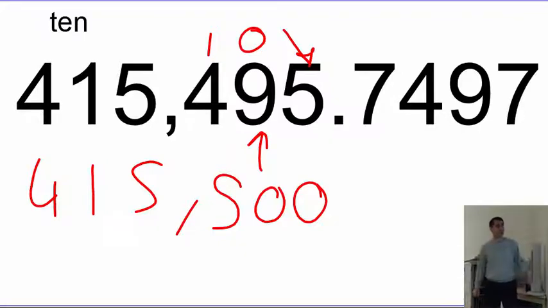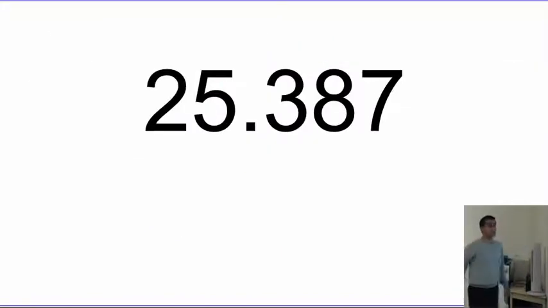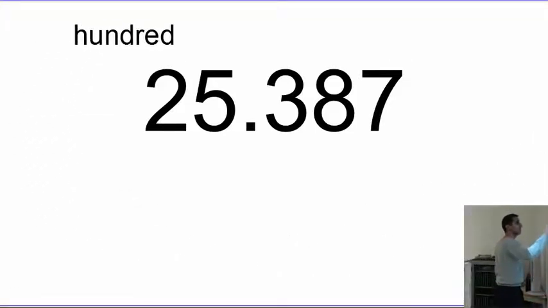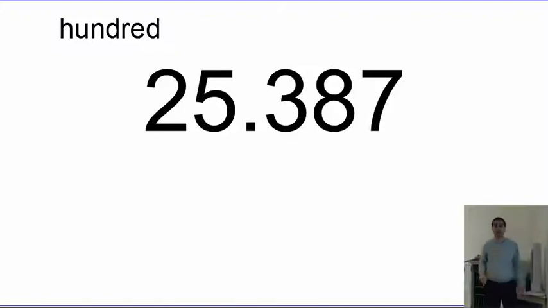I'm going to stop. So I just rounded up to the nearest 10, which is 415,500. It's a 100 number, but also it's a 10 number. It's a power of 10. Next example we have here is also slightly different. Round this up to the nearest 100.